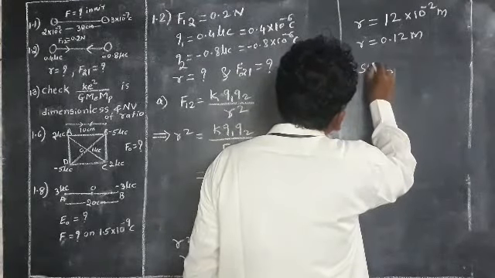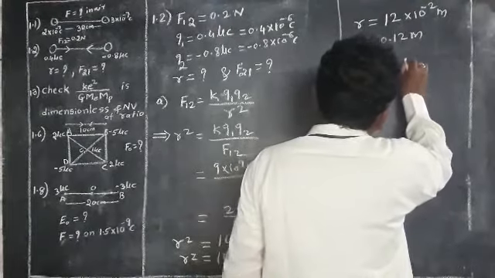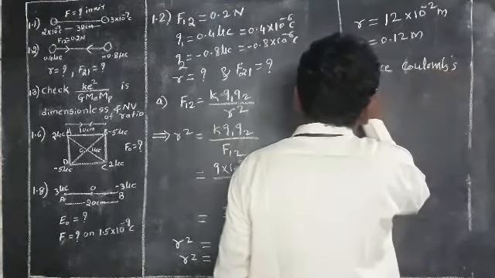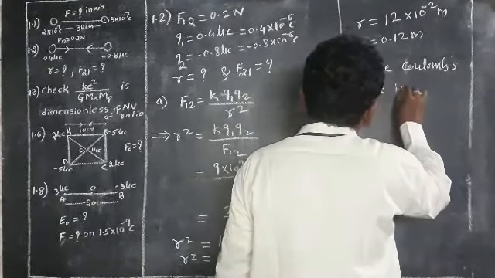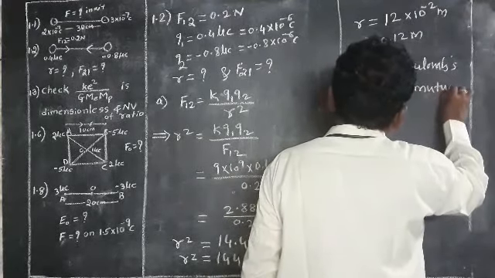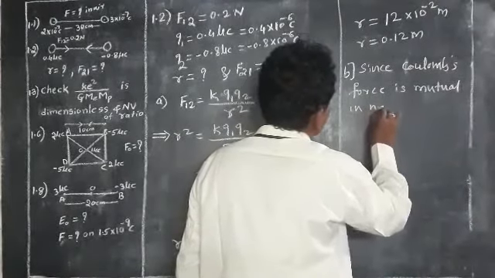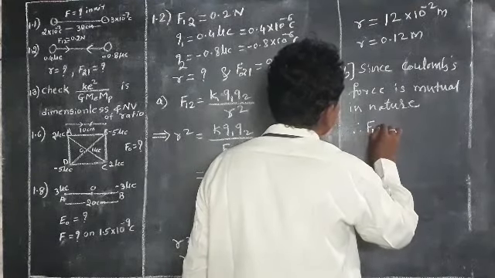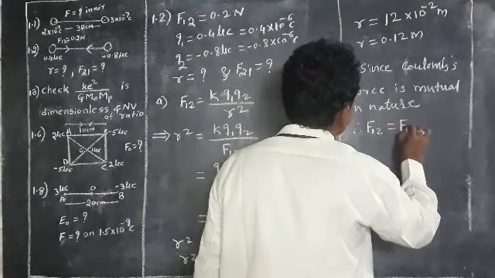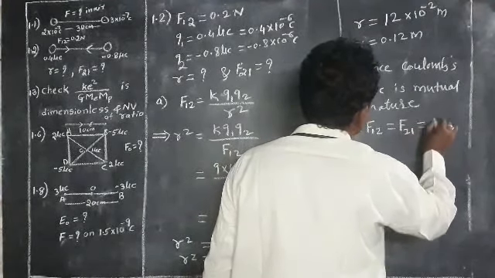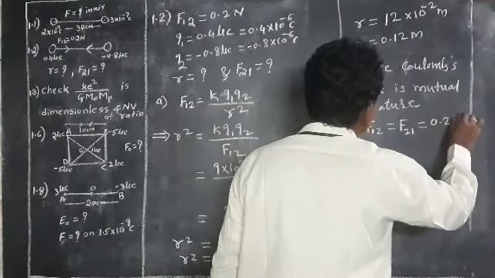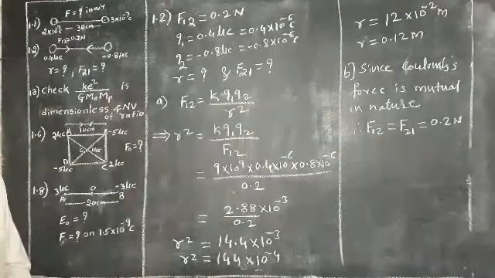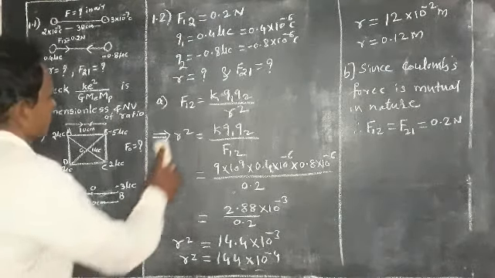Since Coulomb's force is mutual in nature, therefore, force on first charge due to second is equal to force on second charge due to first, and that is equal to 0.2 Newton. Note down this. Now next, third problem.